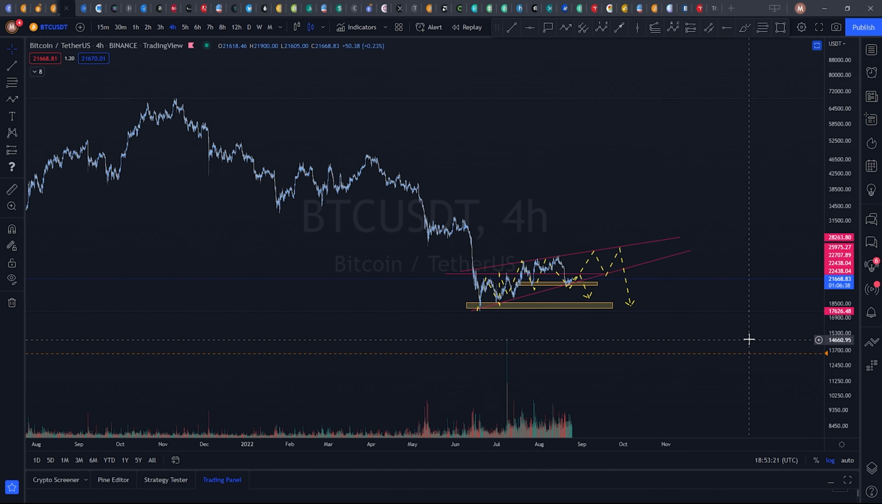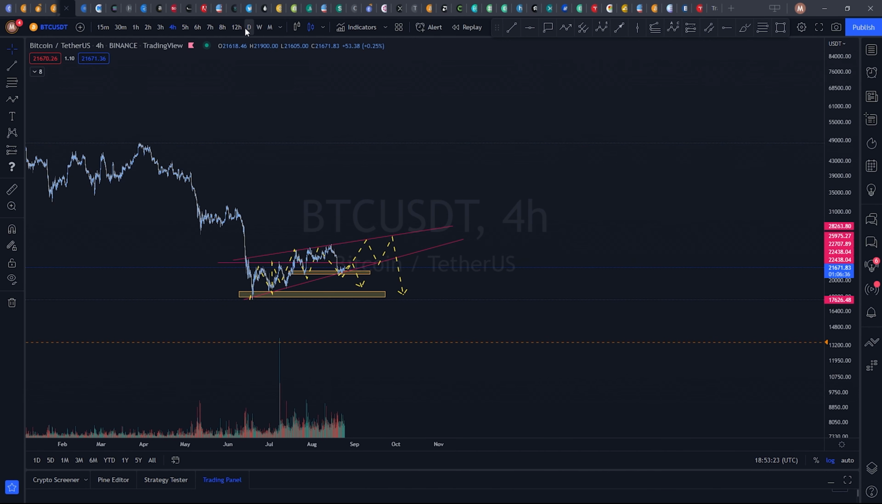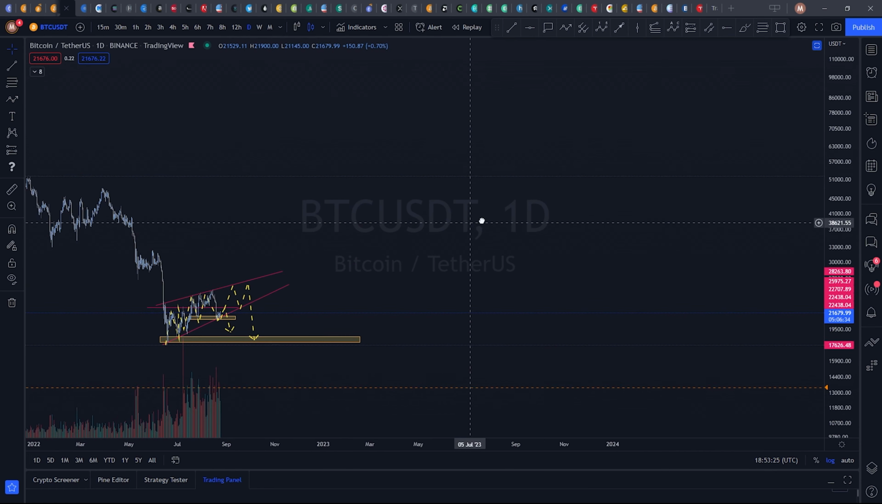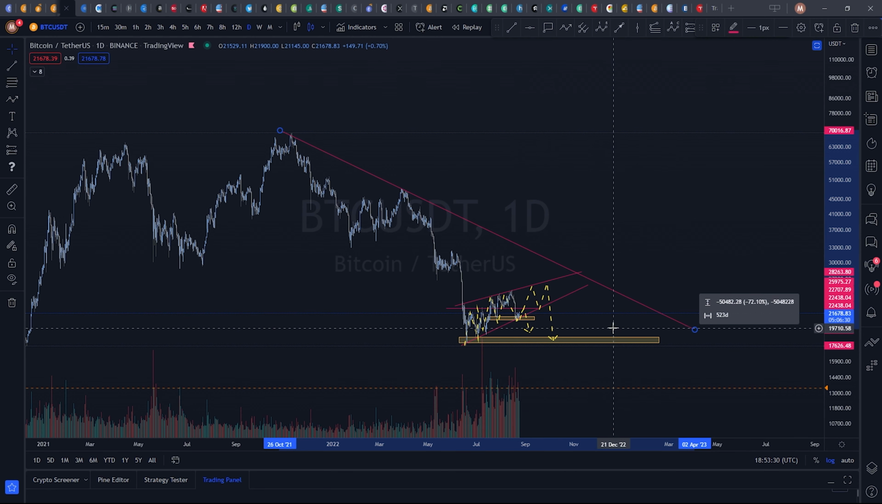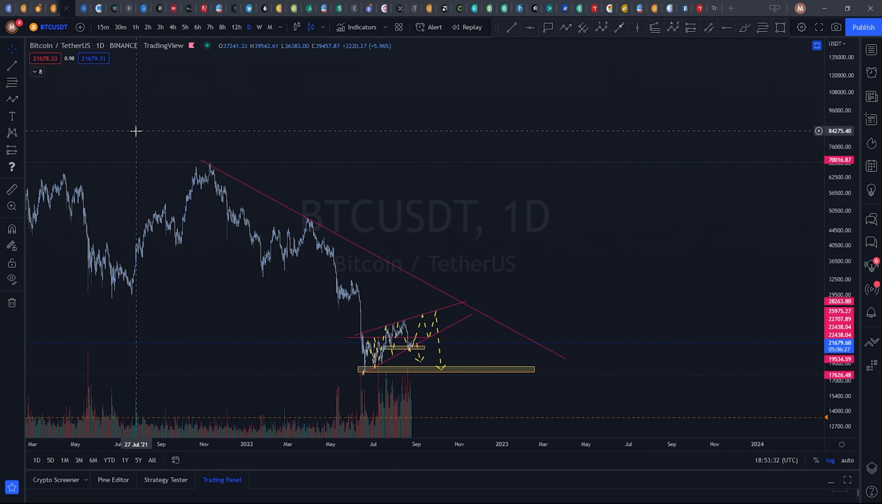Or we have one more scenario for Bitcoin. That scenario would be to come back up and retest the highs, right? The high of the resistance. That doesn't mean bull. It definitely doesn't mean bull. Definitely expecting to drop in September.